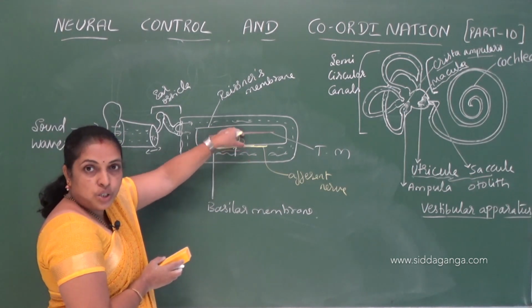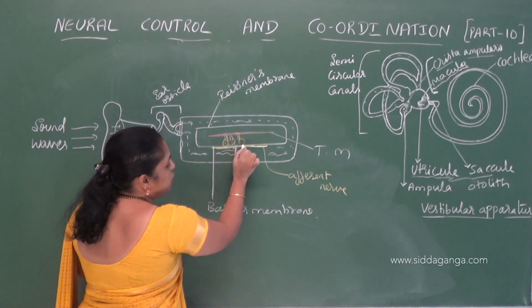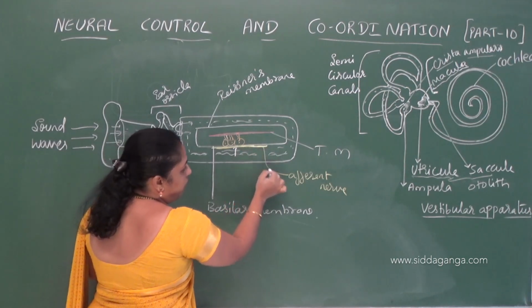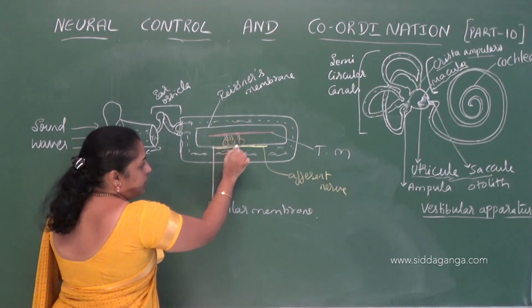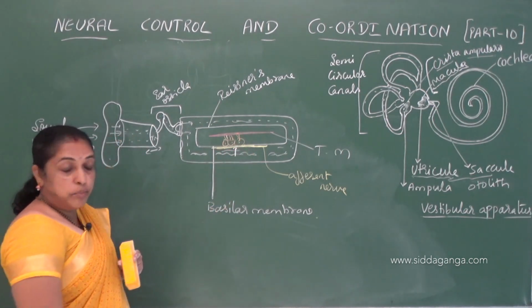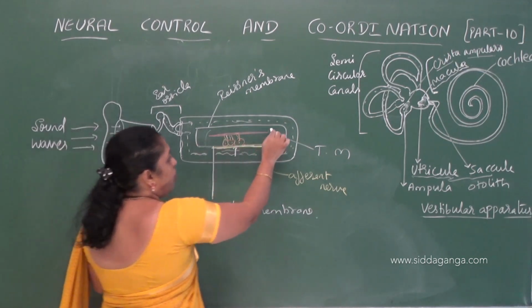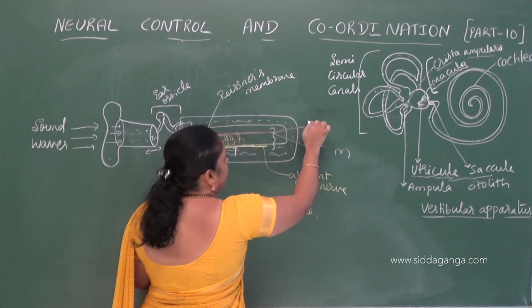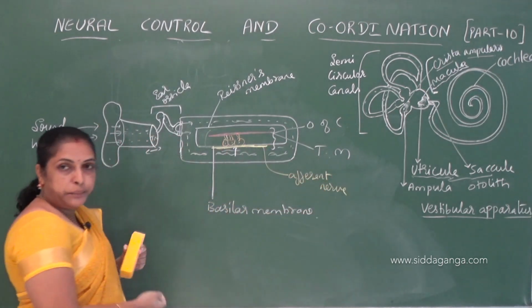This hair-like structure is going to bend, and at the same time we see the generation of action potential in the afferent nerve, which is present at the base of the hair cell. This whole part is called the organ of Corti. This is the tectorial membrane. Understood?